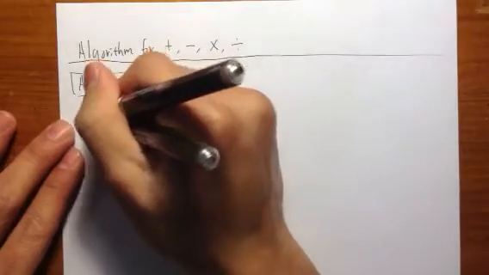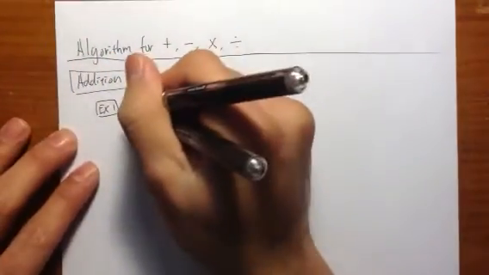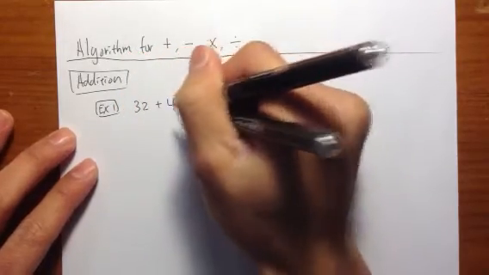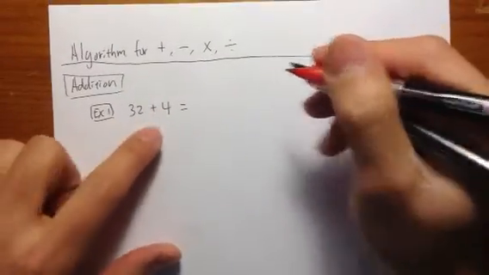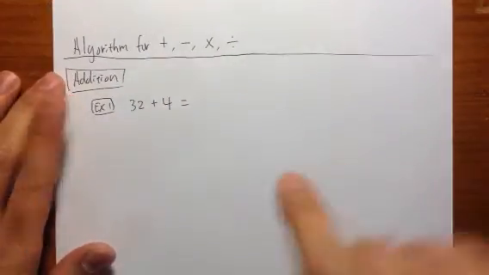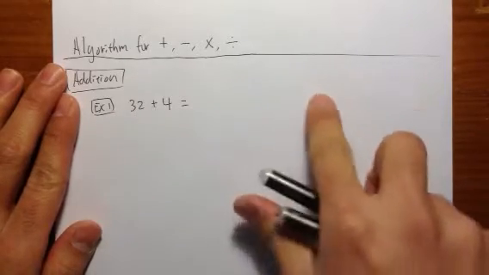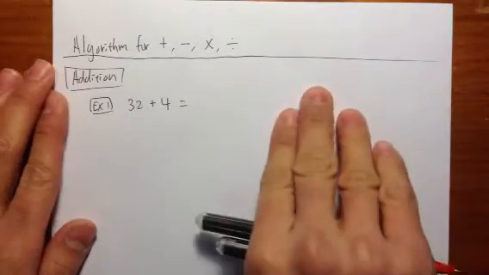Let me do an example. Example 1. Let's say I want to do 32 plus 4. To do 32 plus 4, this is how I like to do it. This is the question, right? So I will use the blank spots on the side to do my calculation.